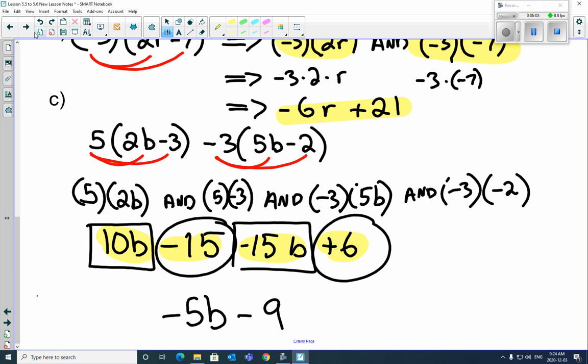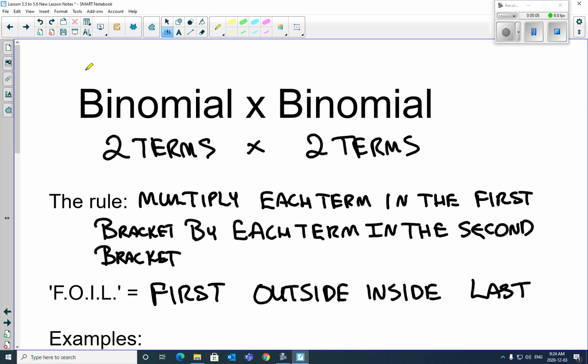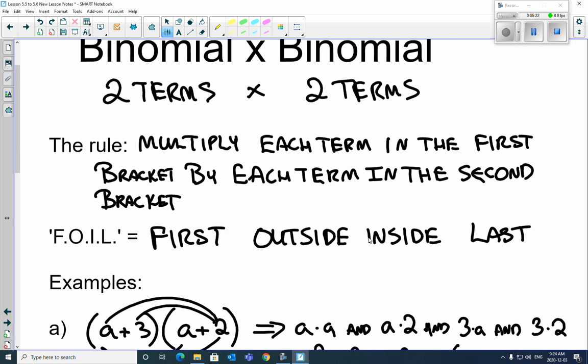Okay, let's do the next one here. Binomial times binomial. See, they're getting more complex. So the first one was monomial times monomial. Then we added in a binomial. Now we're going to do two binomials. Because this is so common, we actually do something really neat called FOIL, and we'll show you that. So the rule is to multiply each term in the first bracket by each term in the second bracket. A lot of kids forget that.